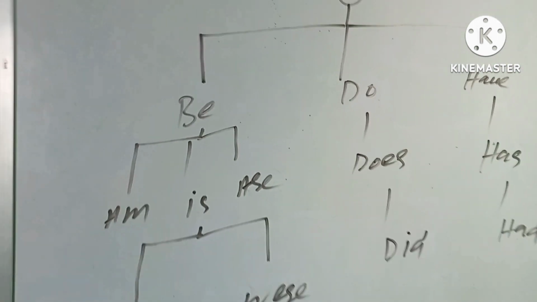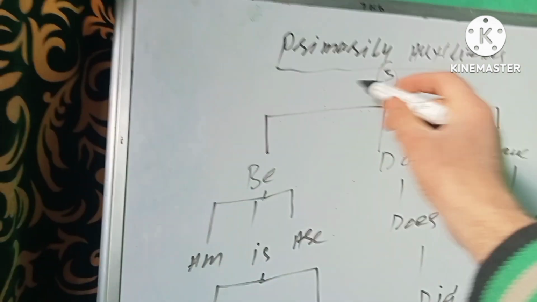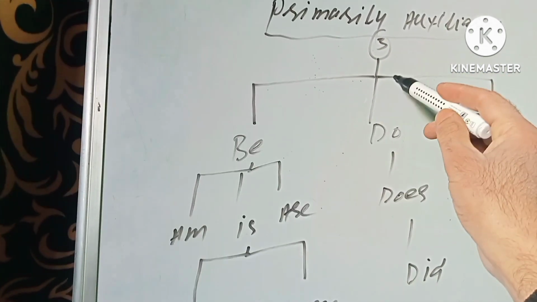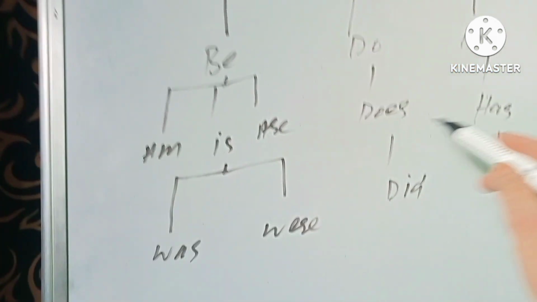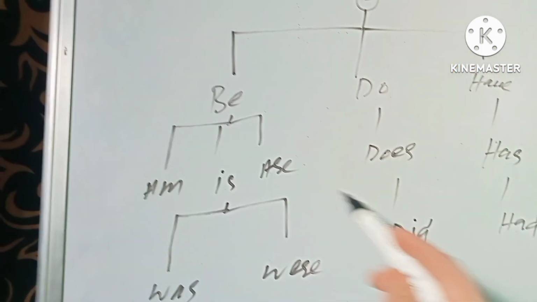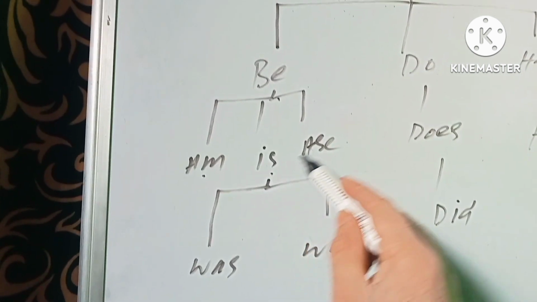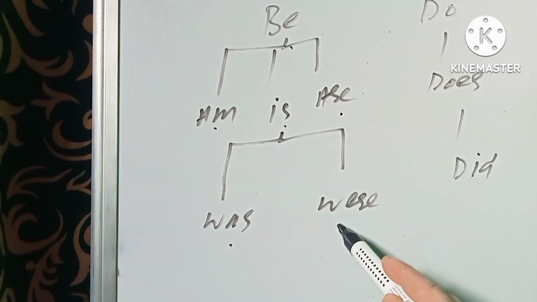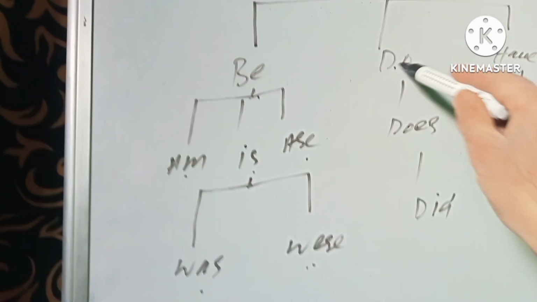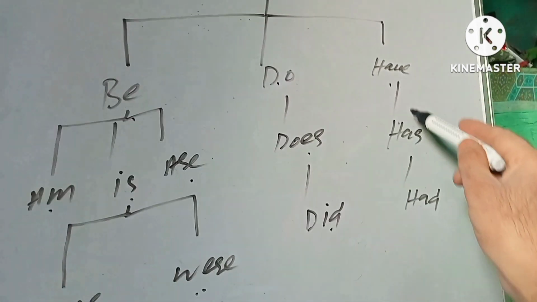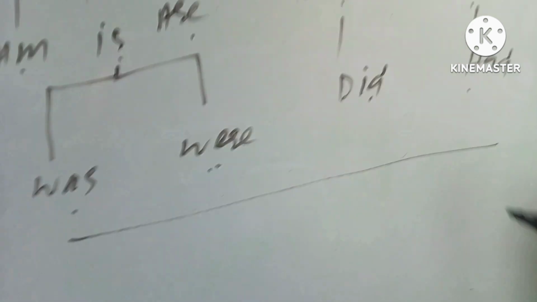So, beloved students, these are the primary auxiliaries here. See, primary auxiliaries, I have mentioned there are only three in number, but when we elaborate these, this is the summary of the primary auxiliaries here. Like be, am, is, are, was, were. These are the primary auxiliaries here. Or simply we can say do, does, did, have, has, and had. These are primary auxiliaries, beloved students.